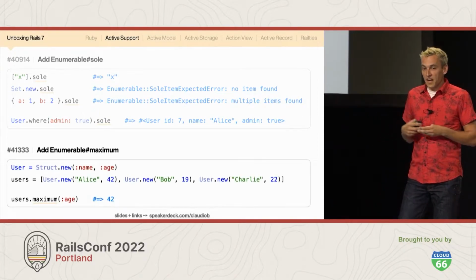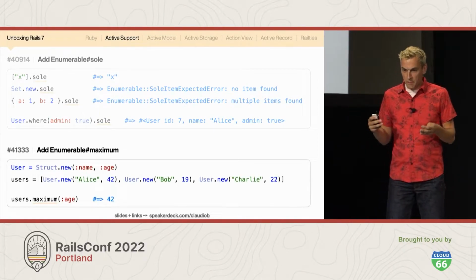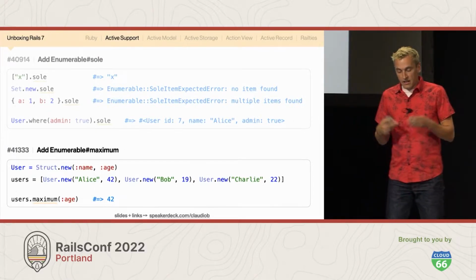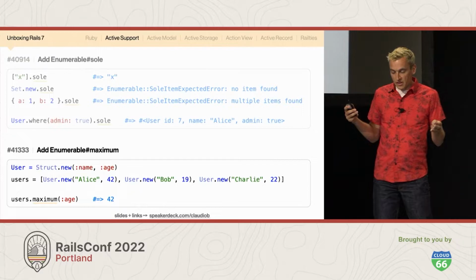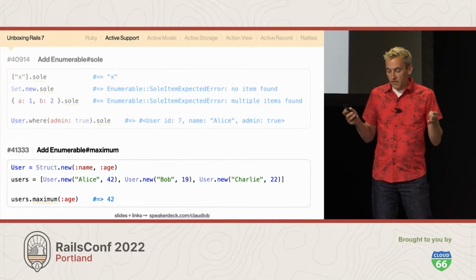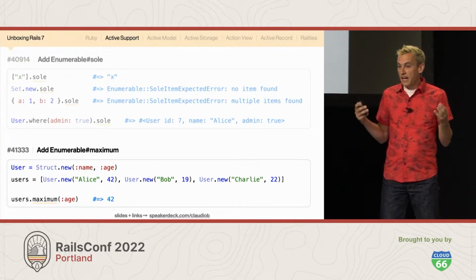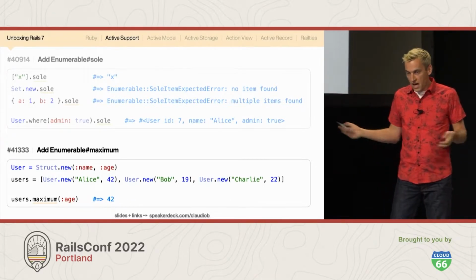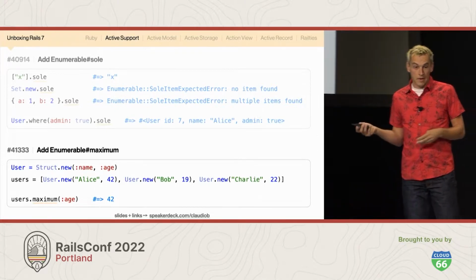Other methods added to Enumerable are maximum, and there's also minimum. So if you have an array of objects with a certain feature, like in this case, I made an array of these users, and they all have a name and an age. Now you want to ask, what's the maximum age? You can just do that, and it's going to give you that number back.